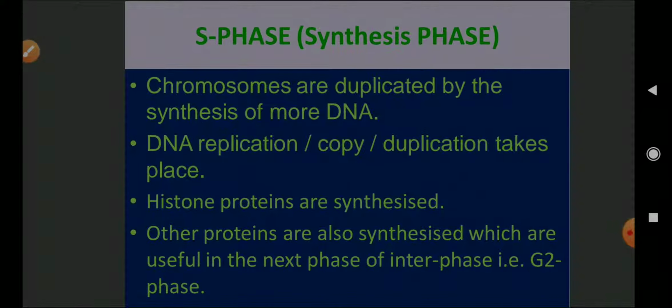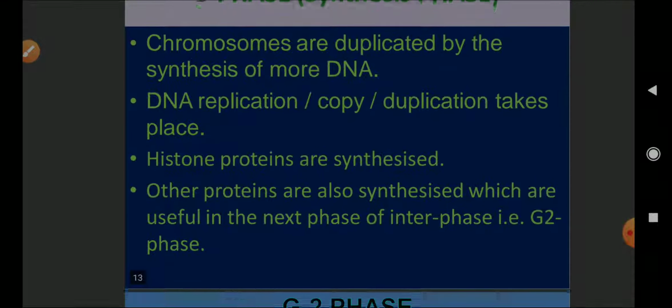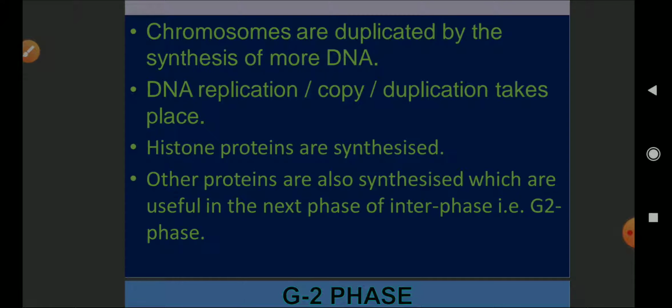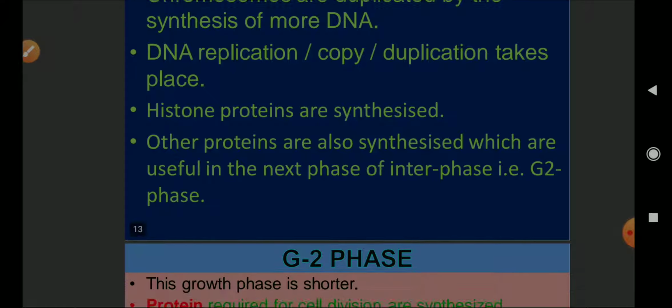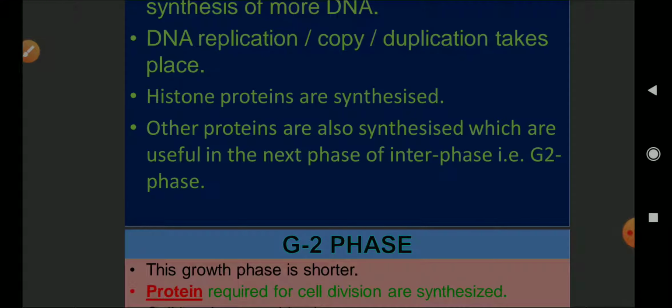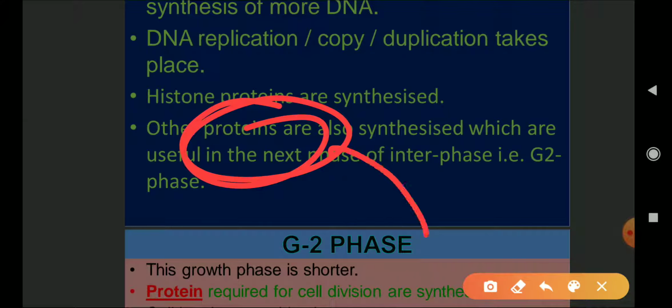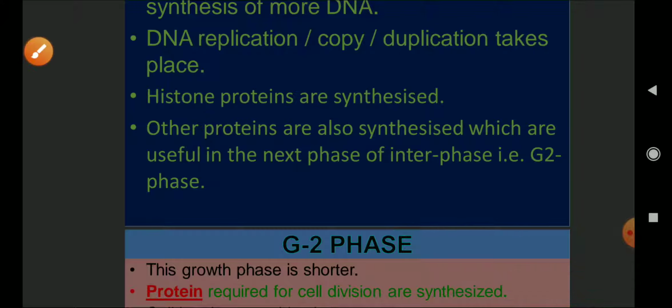The cells which have completely well developed cell organelles and cytoplasm move further into S phase. S phase is also known as synthesis phase. Chromosomes are duplicated by the synthesis of more DNA. DNA replication means copying, duplication takes place. Histone proteins are synthesized. Don't worry about histone proteins right now; we'll see them in the next chapter. Other proteins are also synthesized, which are useful in the next phase of interphase, that is G2 phase. So whatever proteins are synthesized in this phase are going to be useful in G2 phase. So let us see G2 phase.